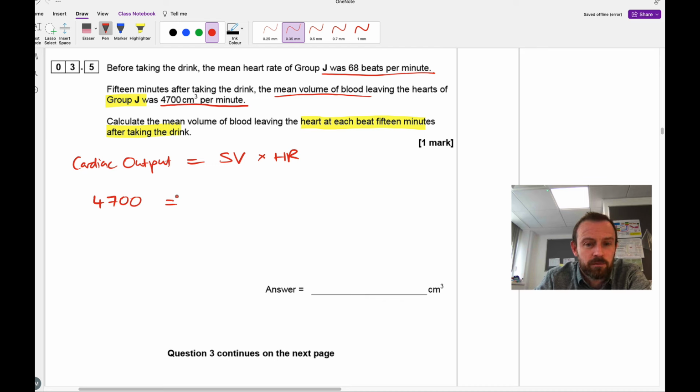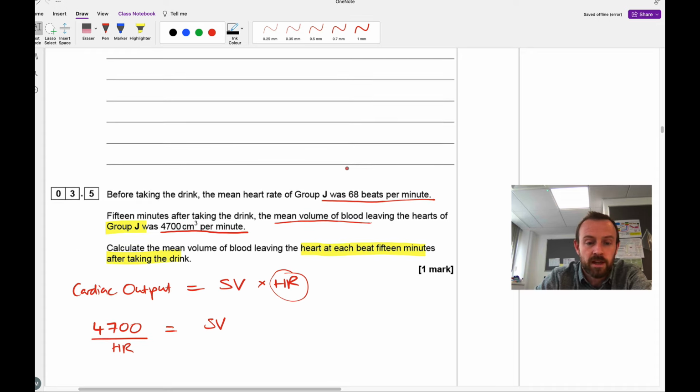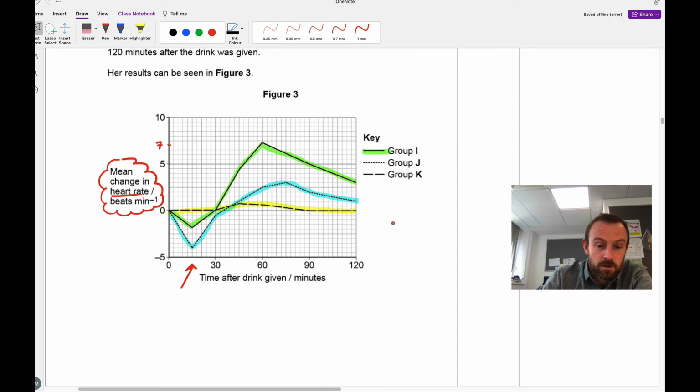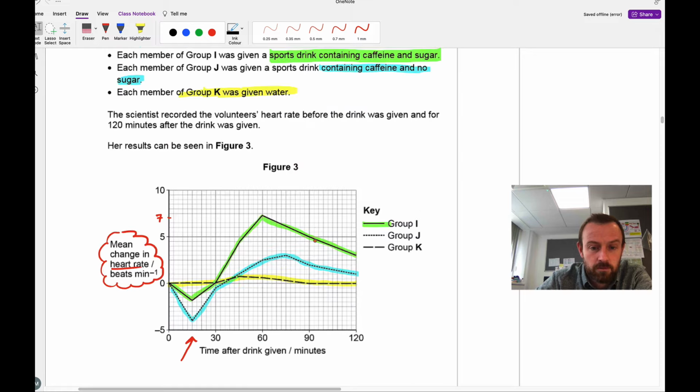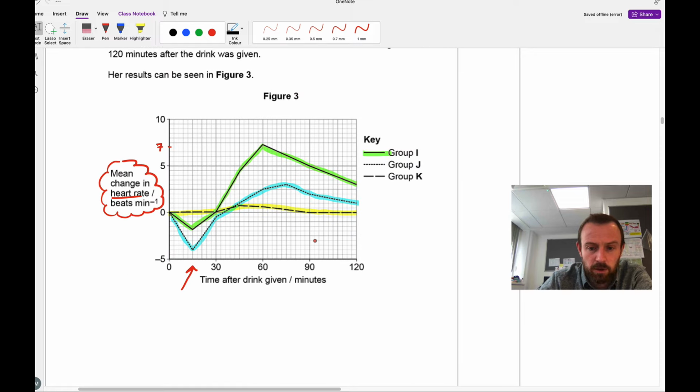We're trying to figure out what the stroke volume is, the mean volume of blood leaving the heart at each beat. But we also need to figure out what the heart rate is first. So we figure out the heart rate, and then do 4,700 divided by the heart rate, and that's going to give us our stroke volume. So let's figure out the heart rate. Well, we know that it starts at 68, and 15 minutes is right here. Which group was it again? Group J, which is the blue one. I forgot to highlight all these other ones. That's the blue one, group J.